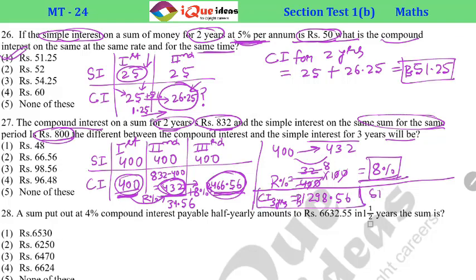And what is the simple interest for 3 years? That is very simple, very easy to calculate. It is 400 every year, so 400 times 3, that is simply 1200. Okay, look at the difference of these two values, 1200 and 1298.56. The difference is 98.56 rupees. So the third option is the correct answer, because the question is asking the difference between compound interest and simple interest for 3 years. So this third option, 98.56 rupees.